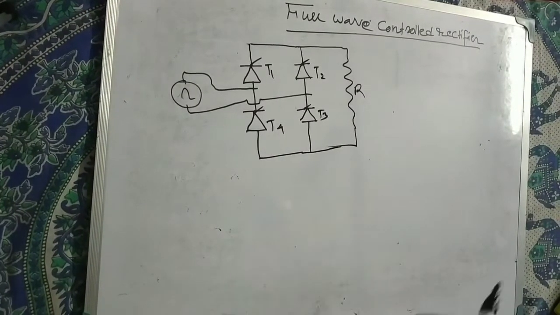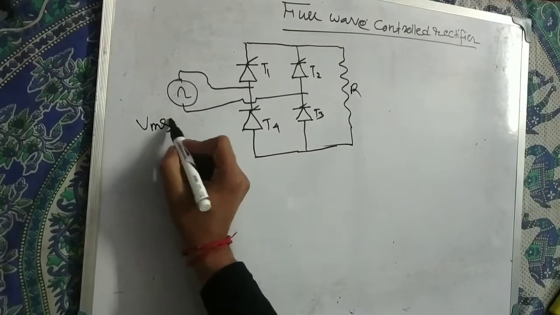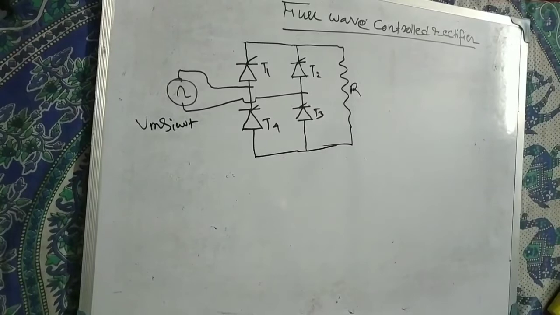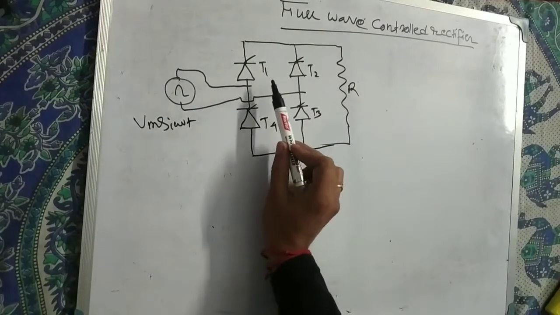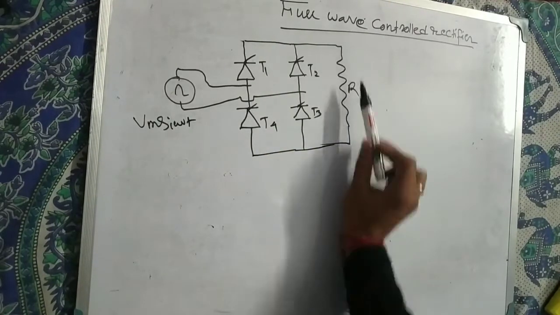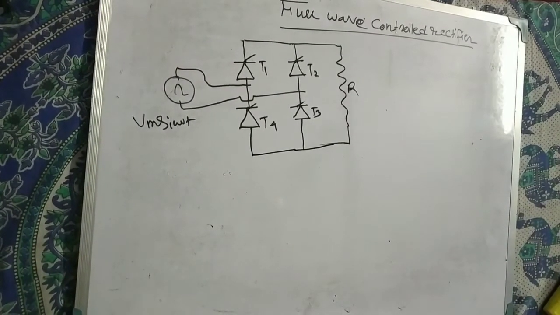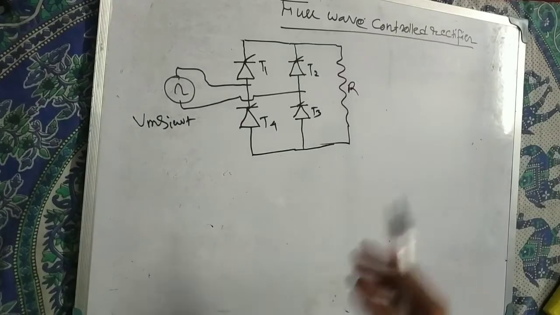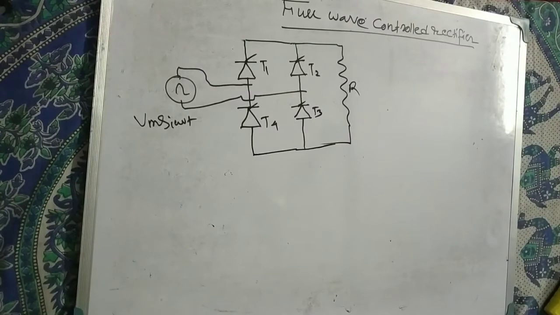Today's topic is the full wave controlled rectifier. We have already studied the half wave controlled rectifier, so today we cover the full wave. Here we can see four thyristors connected with a load and a sinusoidal supply. In the half wave rectifier, we got output for only half of the sinusoidal supply. Here we will have a full rectified output. So we will now see how it operates.